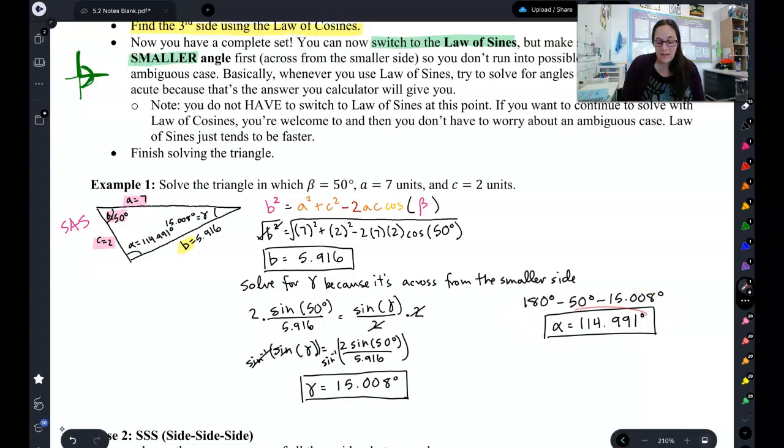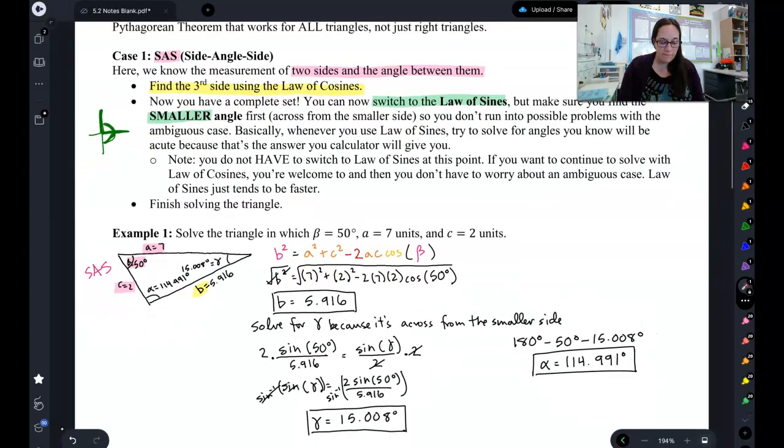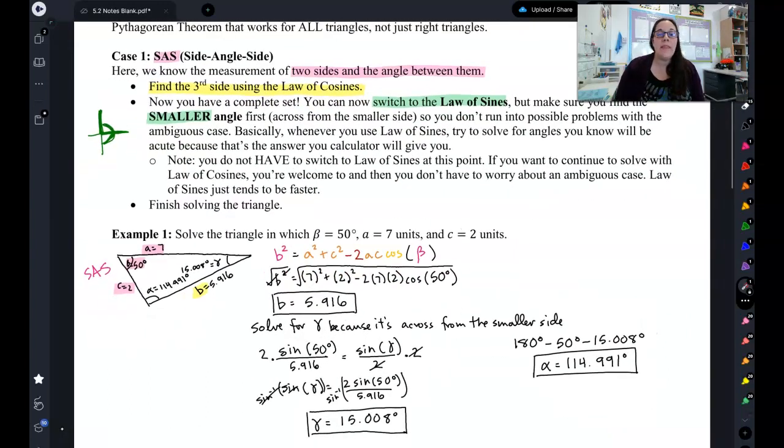You'll notice that if I had tried to solve for alpha using the law of sines, my calculator would have given me the wrong answer, because my calculator would have given me the acute angle answer, not the obtuse. So that's why we always solve for the smaller angle with law of sines. Then we can use our 180 rule to find the obtuse one. So that is all we have for side angle side. In the next video, we'll talk about the last case with the law of cosines, which is side, side, side.